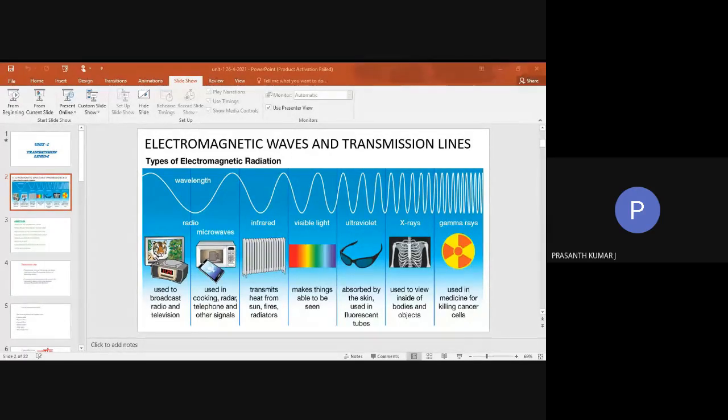First topic is what is a transmission line? Transmission lines are used to carry energy, electromagnetic energy, from one place to another place, that is from source to the destination. They guide the energy in a proper direction. Generally they consist of two conductors and are used to transmit electromagnetic waves over long distance between transmitter and receiver.